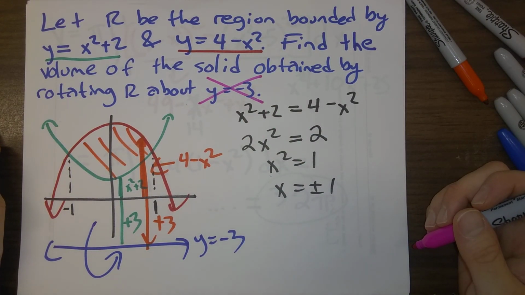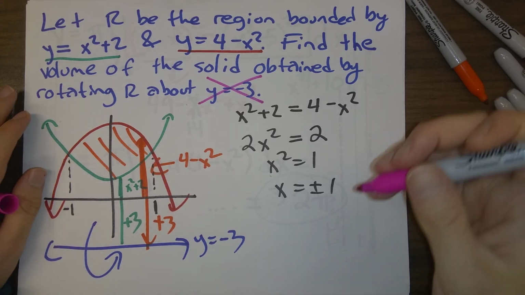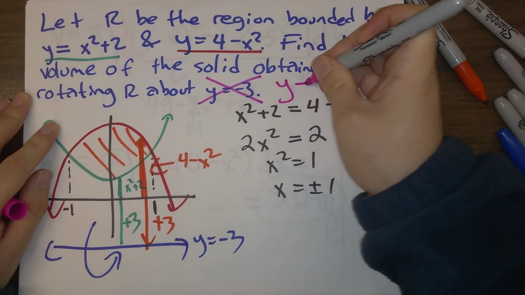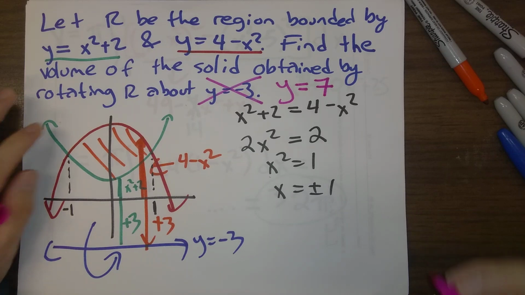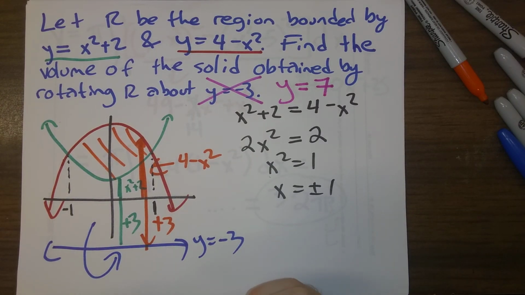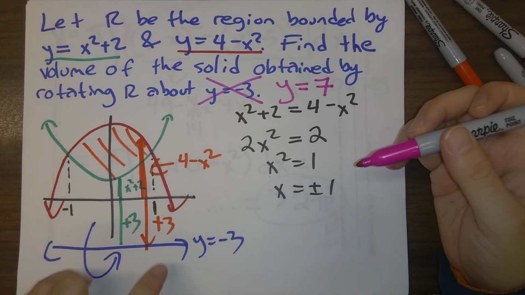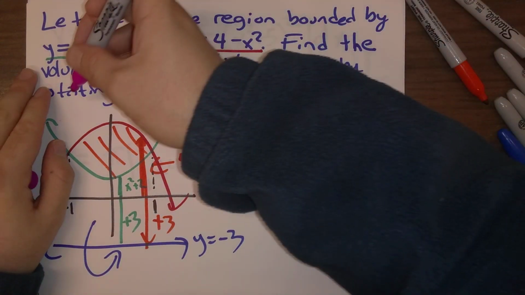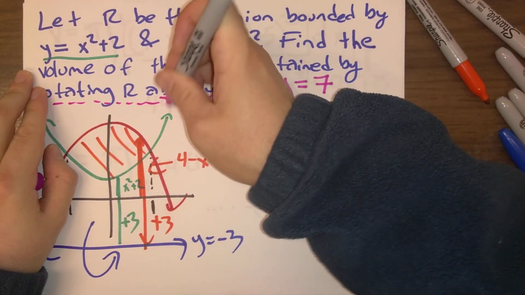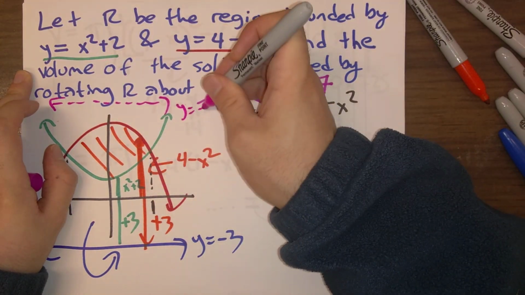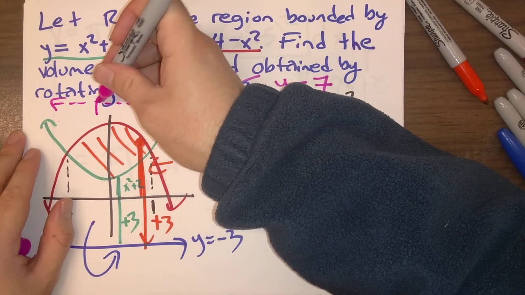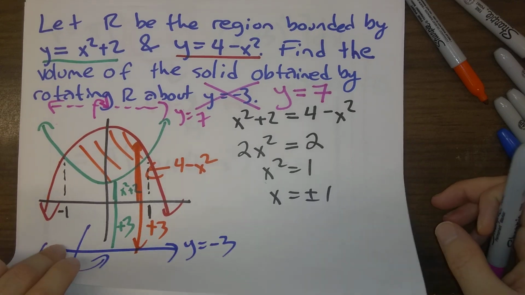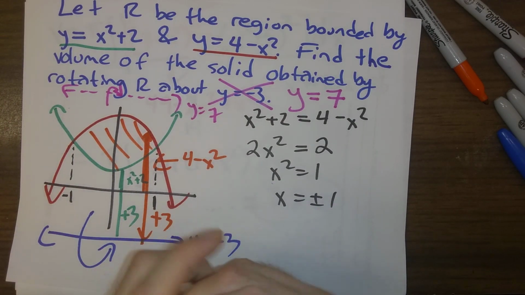So this isn't y is equal to minus 3. This is going to be y is equal to, let's say, 7. And so what difference does that make? So before, this is what we were rotating around. Now this is what we're going to be rotating around. Okay, so this picture is getting pretty messy.